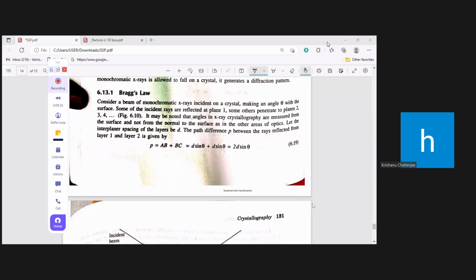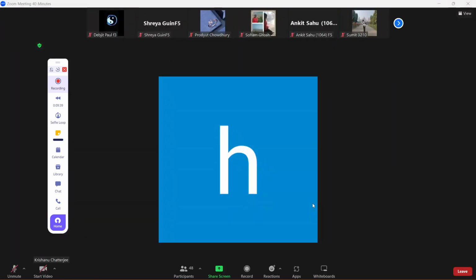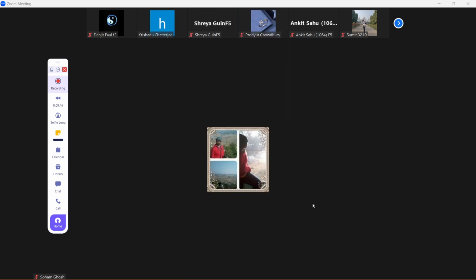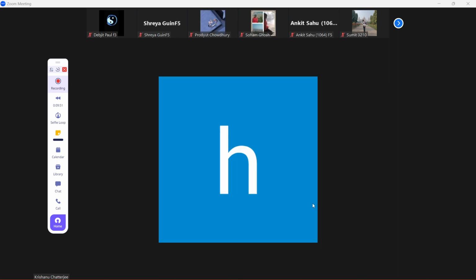Okay. Next, we are coming to vectors. Okay, right. We have already done the gradient, divergence and curl of vectors. We have done the gradient divergence and curl.